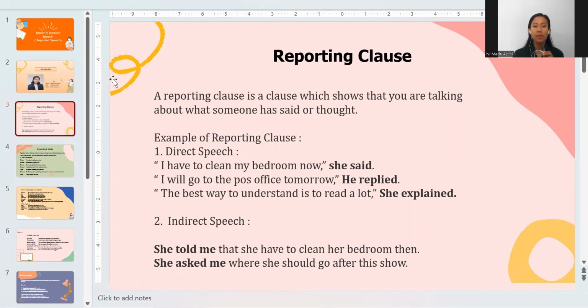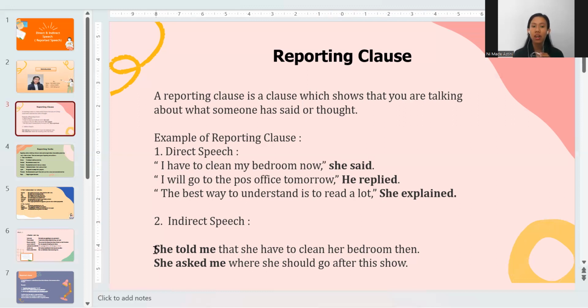Direct speech, for example: "I have to clean my bedroom now," she said. Then, "I will go to the post office tomorrow," he replied. And then, "The best way to understand is to read aloud," she explained. So she said, he replied, and she explained belong to the reporting clause in direct speech. What about indirect speech?